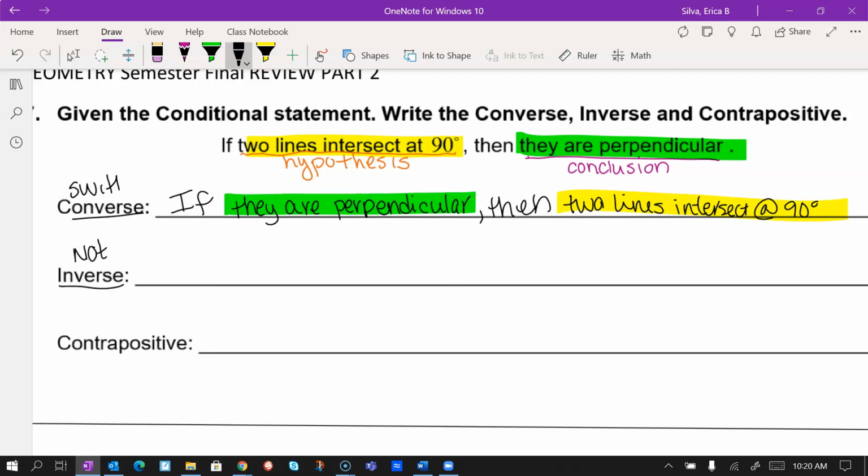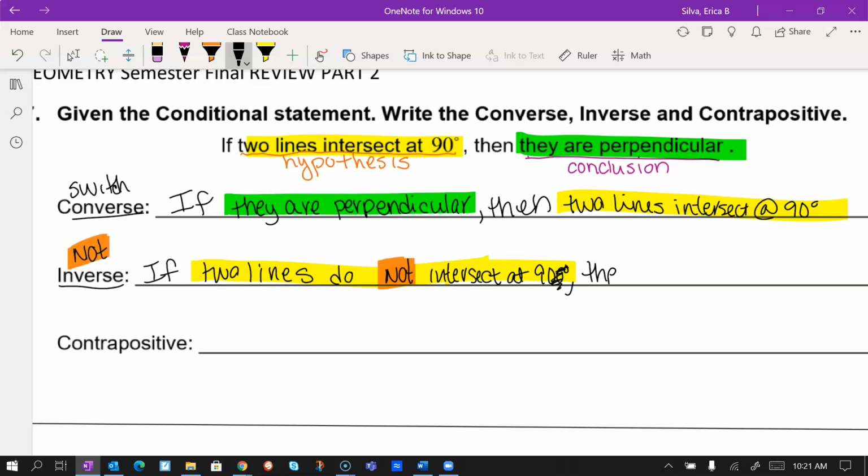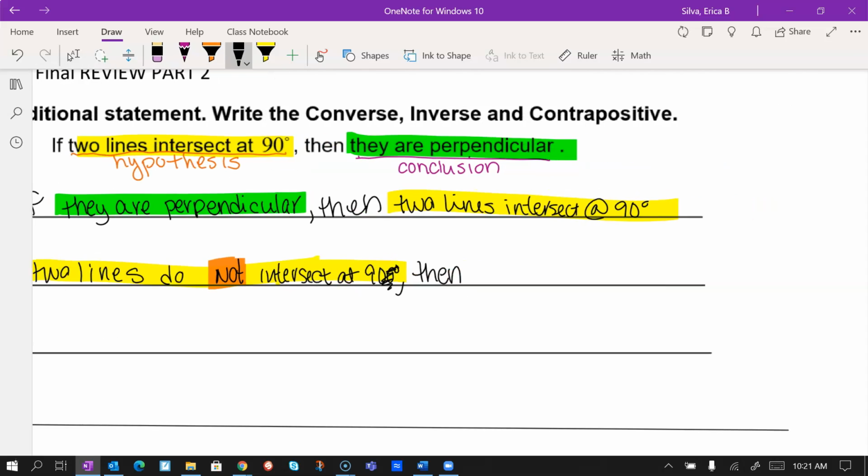For my inverse, remember inverse is your not. This is my switch. So for this one, all we're going to do is add the not. So if, and we'll put this in orange, my not. So if two lines do not intersect at 90, then they are not perpendicular. Not.